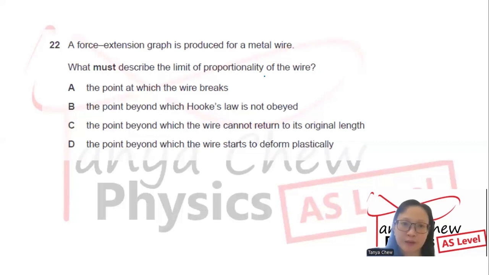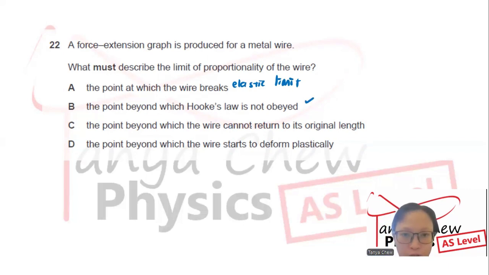Number 22, a force extension graph is produced for a metal wire. What must describe the limit of proportionality of the wire? Limit of proportionality is the last point where Hooke's law is being obeyed. So let us look at A, the point at which the wire breaks. That is what we call elastic limit. B, the point beyond which Hooke's law is not obeyed. It seems true.